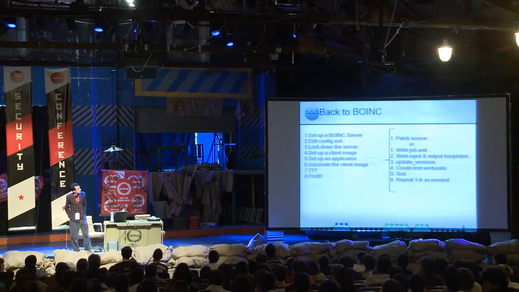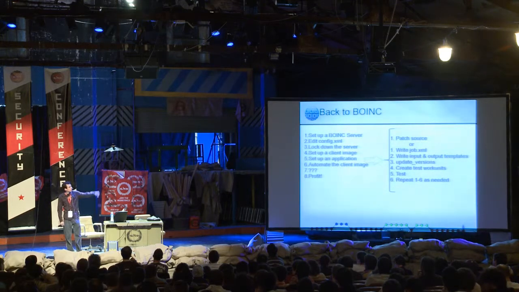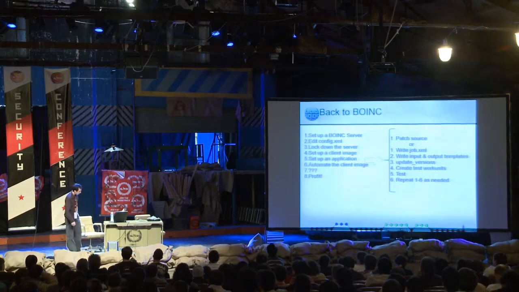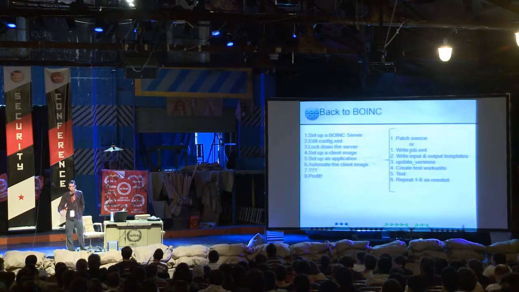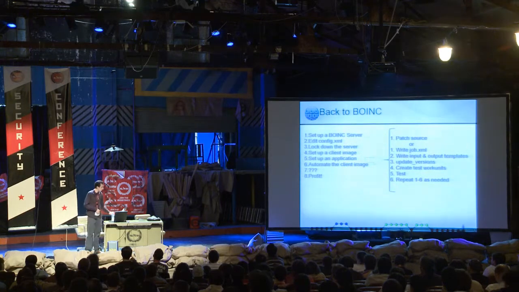And then you're going to run update versions, which loads your application into BOINC, see if it works, and if it does, then you can go off and automate the client image. And then, I don't know, go fuzz, find a bug, sell it to Grok for 50K, retire in the crime island.